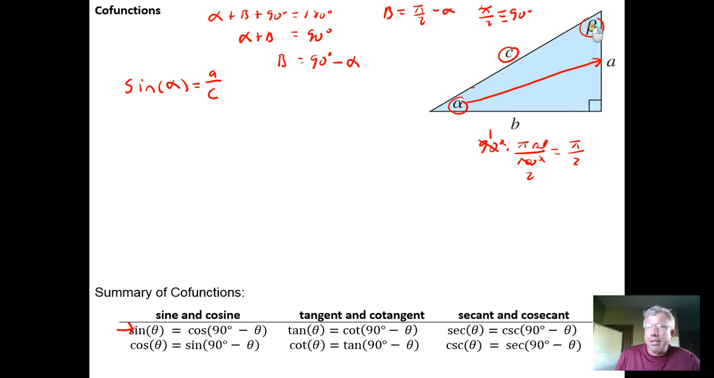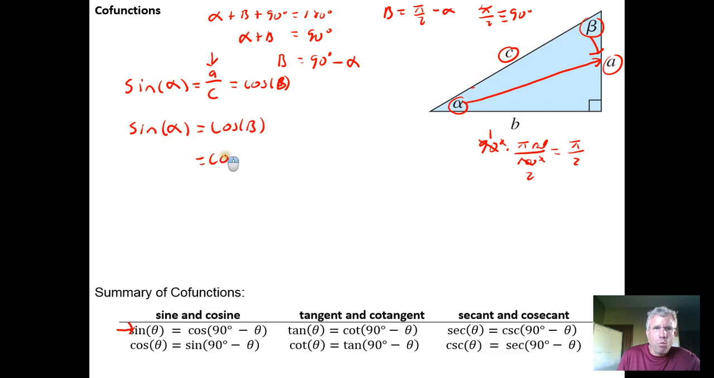And now I can look at beta on the other side, and I can say the side A that was opposite alpha, what's its relationship to angle beta? Well, it's adjacent to angle beta. And in fact, the cosine of beta would be defined to be the side adjacent to beta, which is A, divided by the hypotenuse, which is C. So we see that the sine of alpha and the cosine of beta generate the same side ratio. So that tells us by transitivity that the sine of alpha and the cosine of beta are the same. They are the same side ratio.